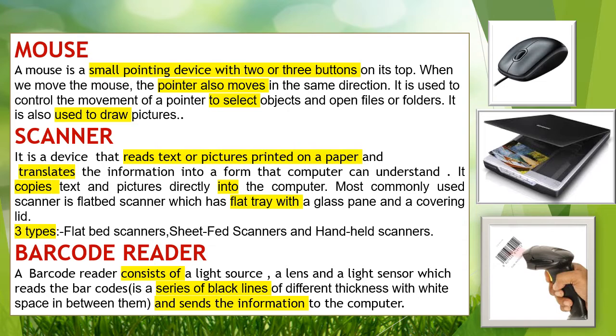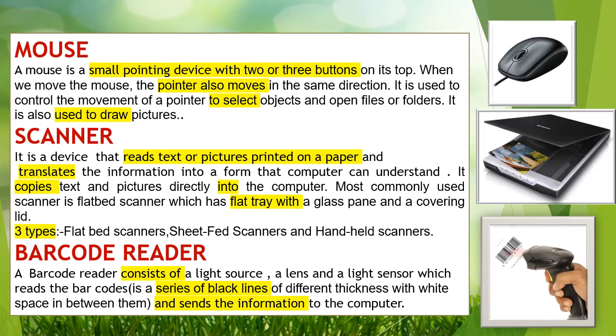Then the next input device is scanner. It's mainly used to read text or pictures printed on paper. Then that particular data will be translated to information that can be understood by the computer, because most probably this information will be in the form of zeros and ones. Once it is read from the paper, it can be easily copied to your computer.